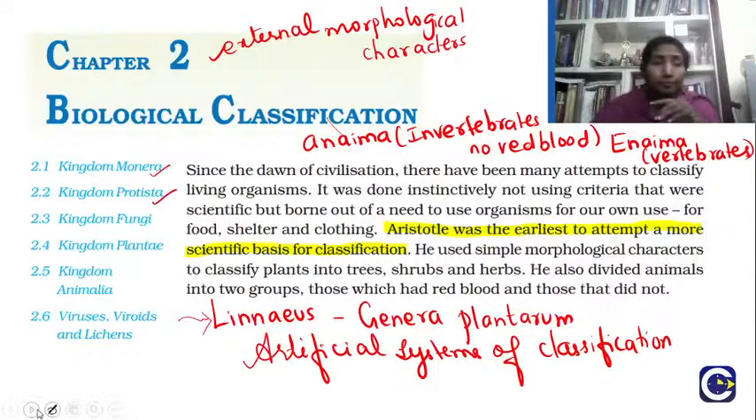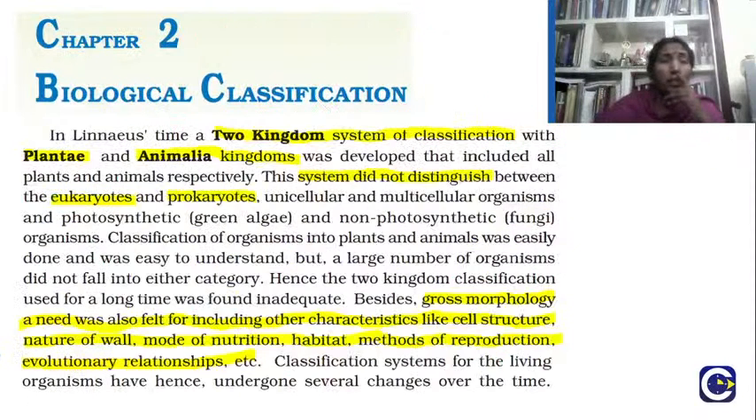Then came Linnaeus. He proposed what we call the two kingdom system of classification. Then classification slowly moved to the natural system of classification. That is where systematics, a scientific discipline, came into being. That is when they started classifying plants and animals. Then they started with the phylogenetic system of classification, whose pioneers were influenced by Darwin and Lamarck, who contributed a lot to the phylogenetic system of classification.